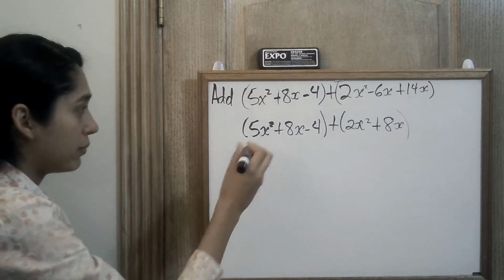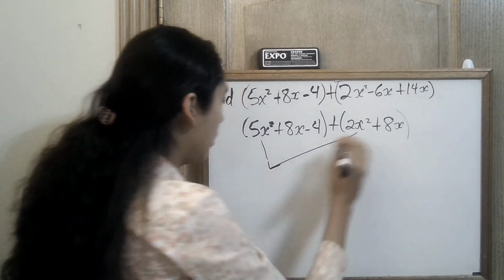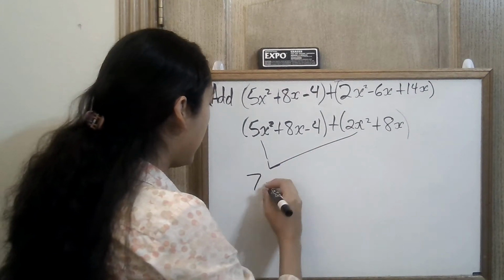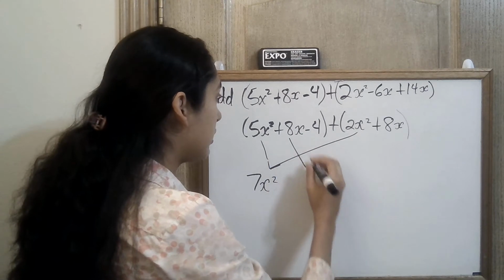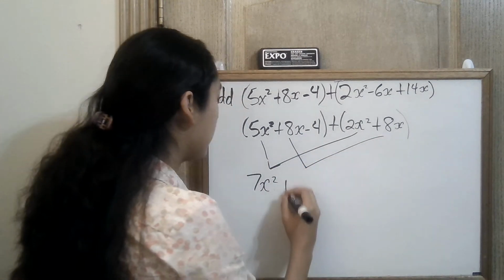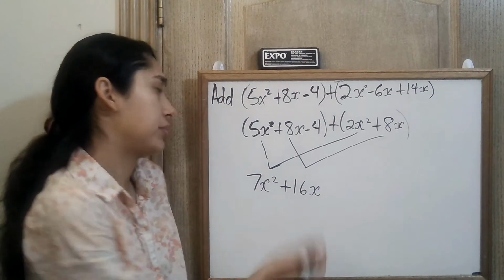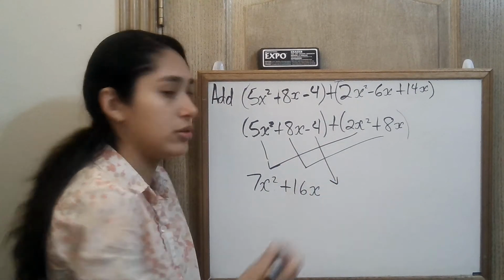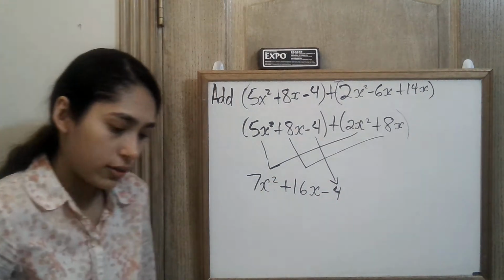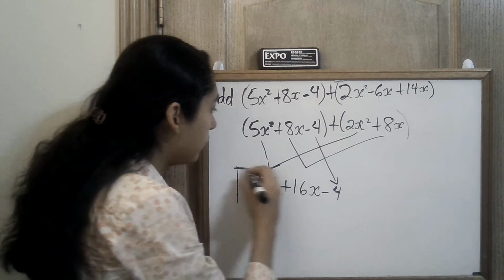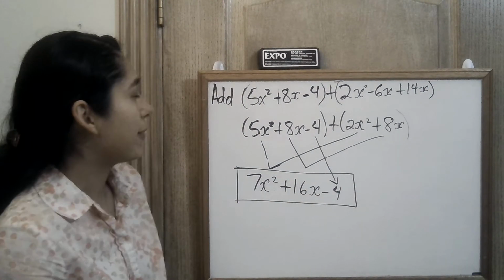Great. So what matches here? x squared, x squared. So we add those up, we get 7x squared. And then we're going to add this 8x with this other 8x. We're going to get 16x. And well, the negative 4 doesn't match with anyone, so it's just going to be dropped down to minus 4. Ta-da! We have simplified this polynomial. We have simplified and added. Great job.